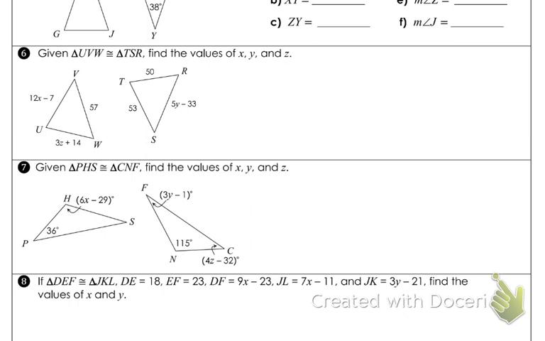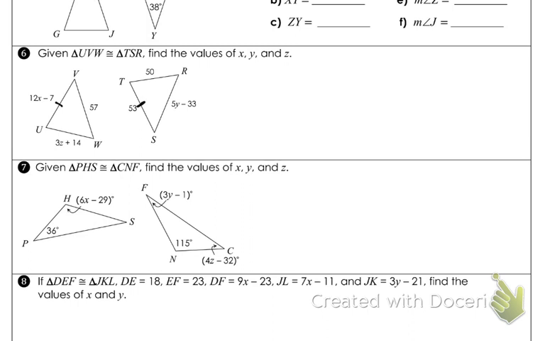UV I put 1 tick mark on. What else do I put 1 tick mark on if I put one on UV? Not RS. I put it on UV. It's going to be ST or TS, correct? Because I used the first and second for UV.